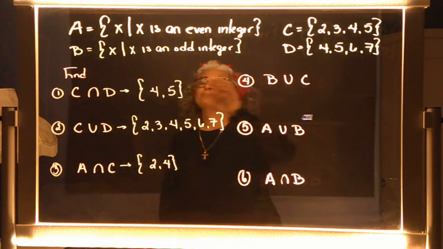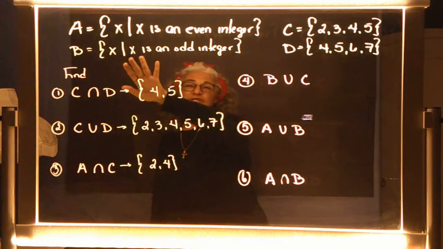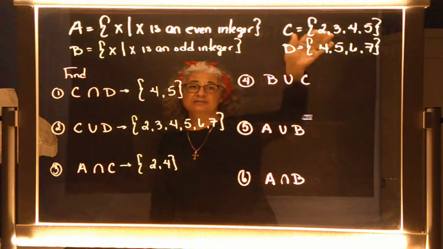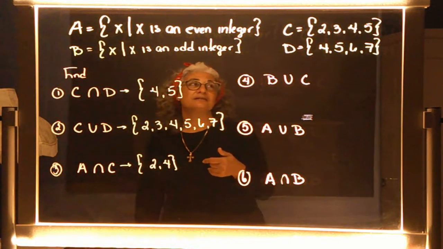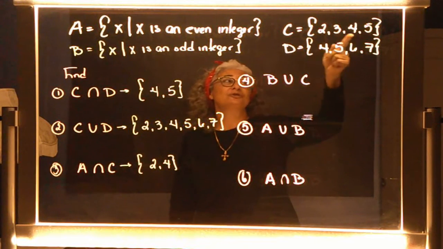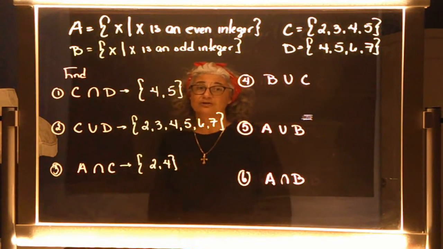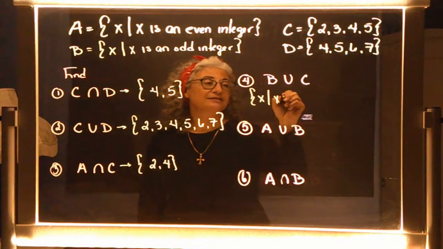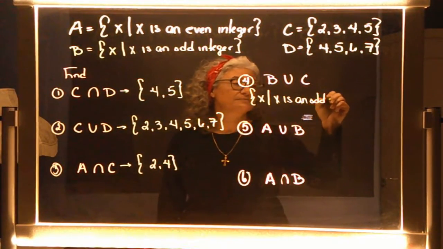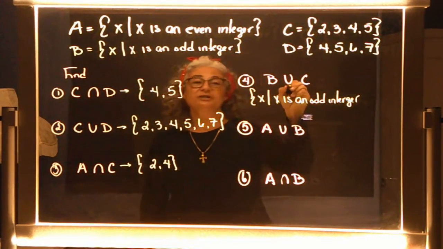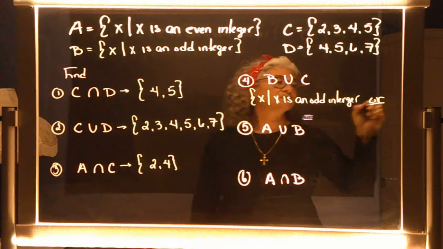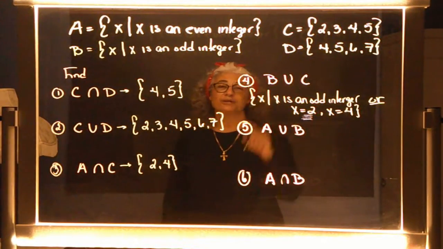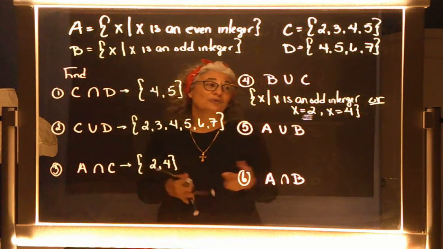It says B union C. So it wants B, which is the set of odd integers, and C, which has the numbers 2, 3, 4, and 5. So union means it wants both of these sets together. Well, that's kind of interesting because I'm going to have all the odd integers, and I also need to include the 2 and the 4 because those aren't odd integers, but union said it wants them all. So here's a way to write this. It is the set of x such that x is an odd integer. Now remember, union is the word or, x equals 2 and x equals 4. That's how you would write the solution for number 4. It's kind of an interesting way of writing it, but there's no other way to write it.